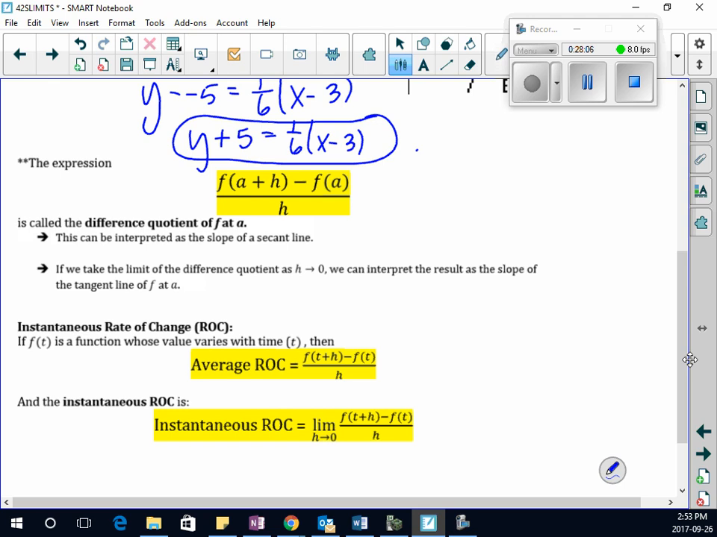So remember, the average rate of change was the two things subtracted, but h wasn't 0. H was the difference between the x values. The instantaneous is when h actually goes to 0. So you see it's the same thing, it's just that there's no difference between the x values at that point. Okay?